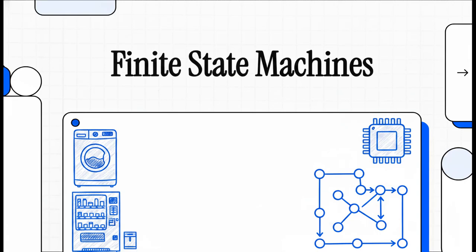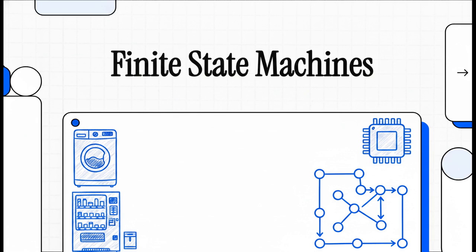Welcome back to the Explainer. Today, we're zeroing in on the invisible engine that runs, well, pretty much everything around you. From the spin cycle on your washing machine and the change dispenser in your local vending machine, all the way up to complex artificial intelligence and the processor inside your computer. They all rely on one invisible engine, Finite State Machines, or FSMs.